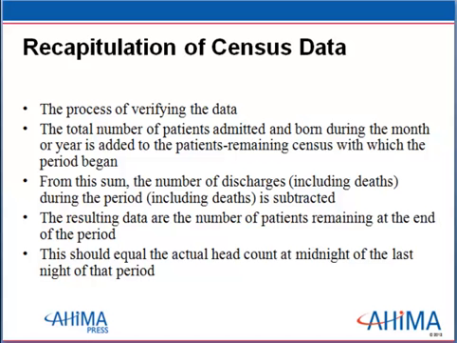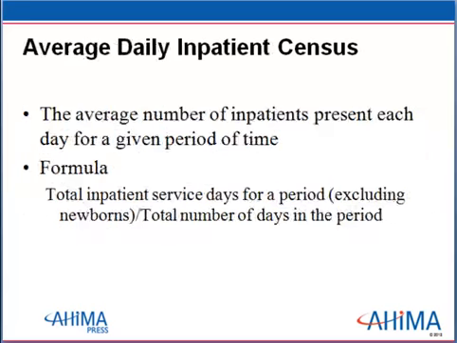So from this sum, the number of discharges, including deaths, during the period is subtracted. The resulting data are the number of patients remaining at the end of the period. This should equal, if it's done correctly, the actual head count at midnight on the last night of that period, whether it be that month or that year.